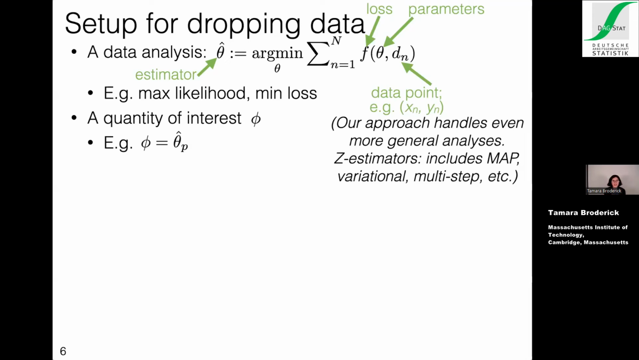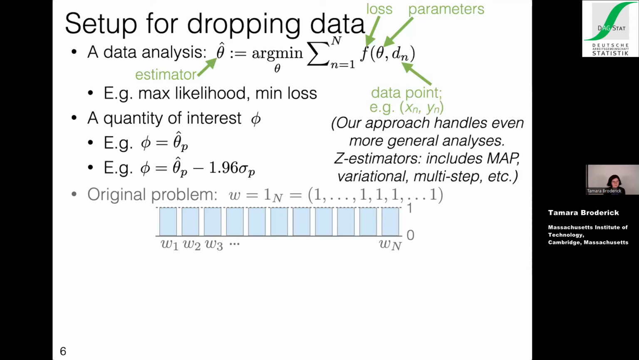And so phi could be just a particular element of that parameter vector, maybe the pth element of the parameter vector. Or maybe if I'm trying to make a decision based on statistical significance, phi could be the pth element of the parameter vector plus or minus 2 standard errors. Okay, so everything above this bullet point is just a statistics review. This is pretty standard fare.